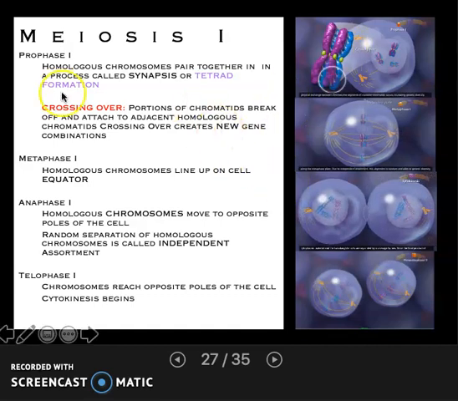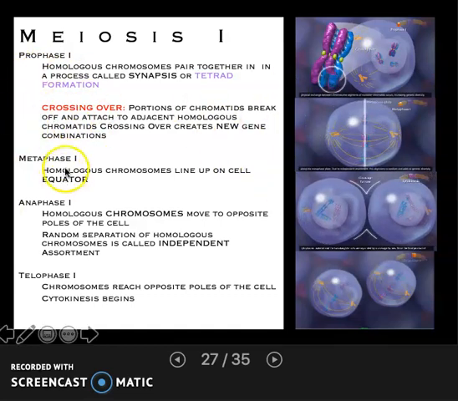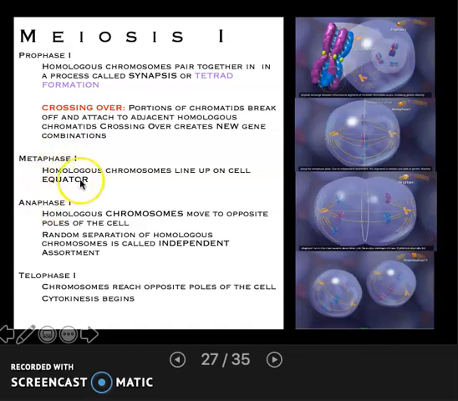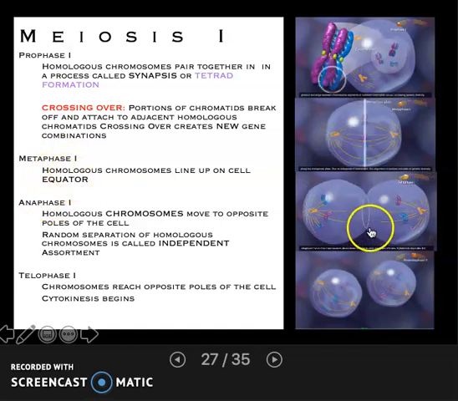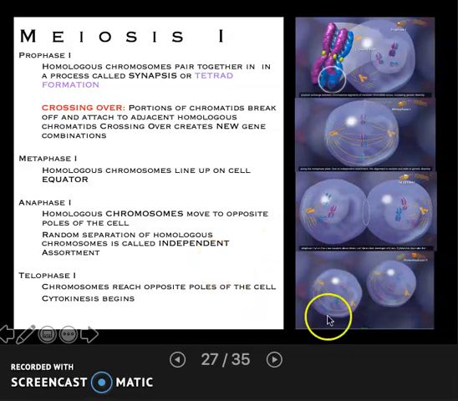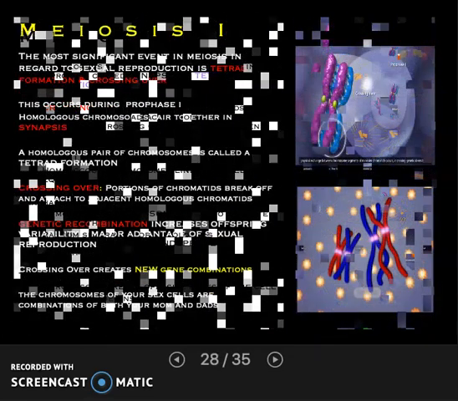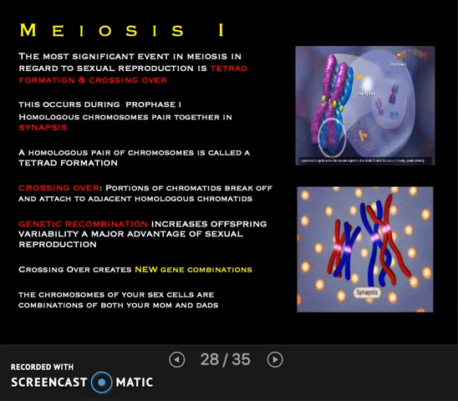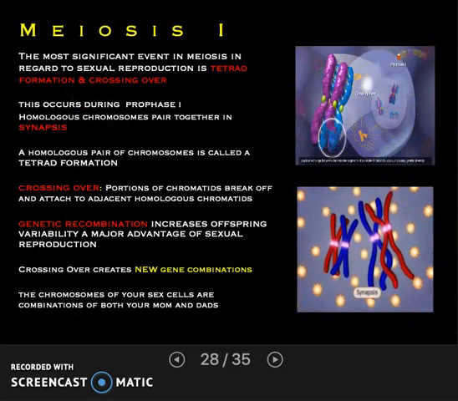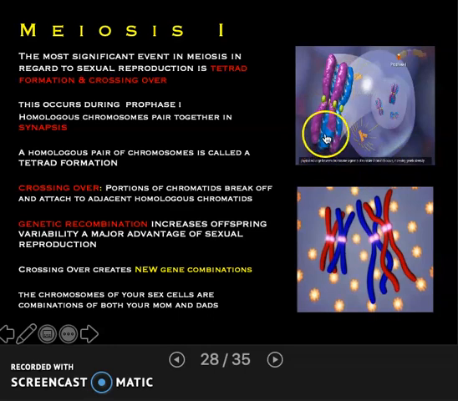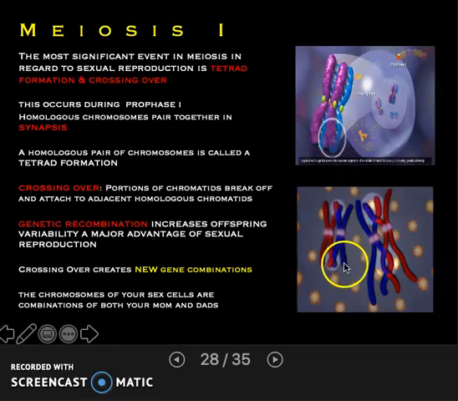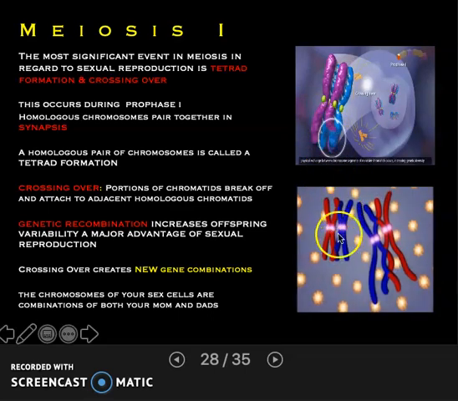Prophase 1, I've got tetrad formation, crossing over on. Metaphase 1, those guys get up on the metaphase plate. In anaphase 1, they're torn apart, and then telophase 1, they separate. Here's some clear illustrations. I've got this exchange of materials here. I have exchange of materials here.